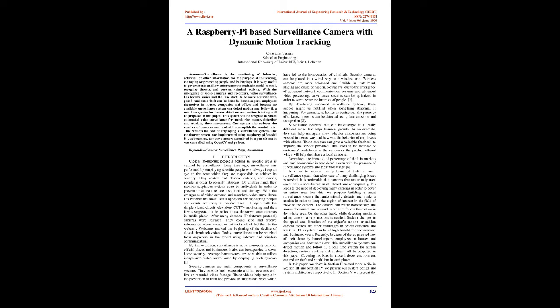Introduction. Closely monitoring people's actions in specific areas is defined as surveillance. Long time ago, surveillance was performed by employing specific people who always kept an eye on the zone which they were responsible for securing. They controlled and observed entering and leaving people in order to identify intruders.